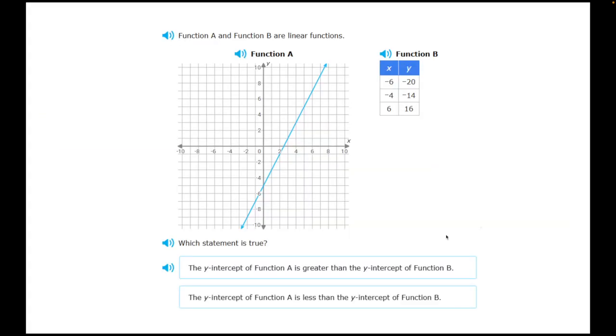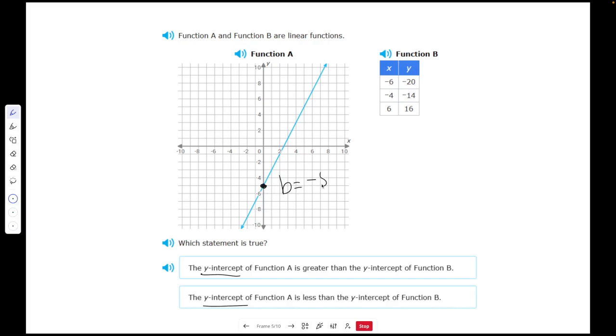Okay. For this one, instead of asking you about slope, now they're asking about y-intercepts. So for the graph, y-intercept is where it hits the y-axis. That should be pretty straightforward. So the y-intercept, which is b, remember we use b for y-intercepts, b equals negative 5.